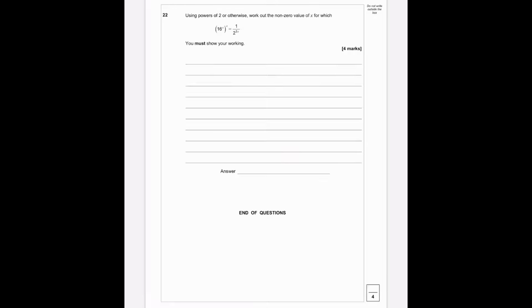Question 22, so it says using powers of 2, so I'm going to use powers of 2. 16 is the same as 2 to the power of 4, so 16 to the x is going to be the same as 2 to the power of 4 to the power of x, or if you prefer 2 to the power of 4x. 1 over 2 to the 3x is 2 to the minus 3x.